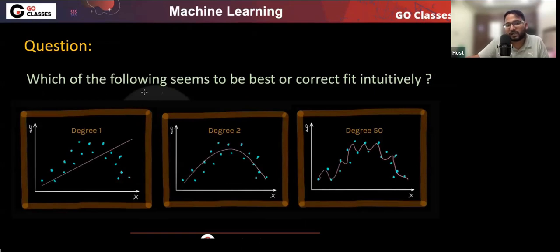So if I just ask you which of the following seems to be the best or the correct fit intuitively, then what is your answer? We have kept this question on hold, but this is the most interesting part of this lecture. Okay. Three seems to be the best one, right? But let me just tell you why three is not best. Okay, let me just tell you why two is best and not three.